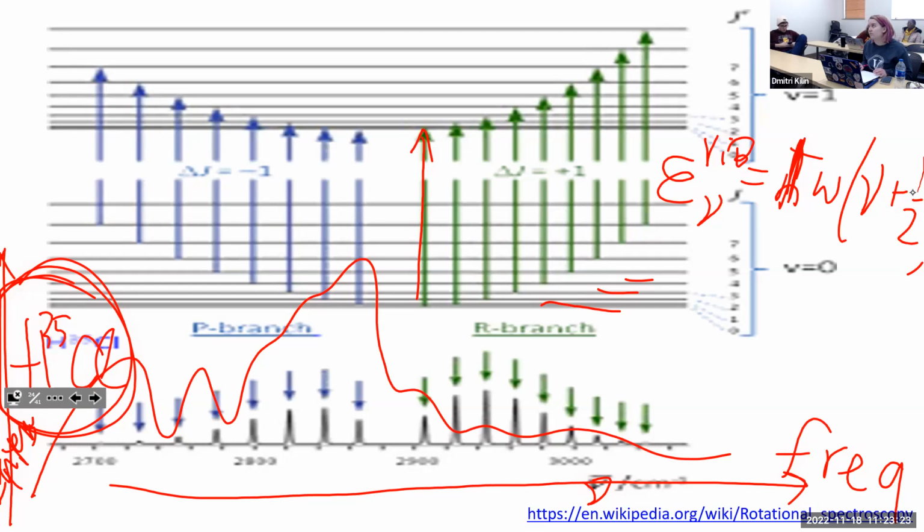Which means that energies with nu equals 0, 1, 2, 3 are offset by the same frequency, right? Do we have an equivalent offset here? Do we ask the classmates? We have an equivalent offset. Please, what is an offset?